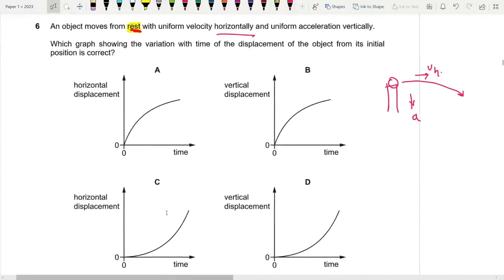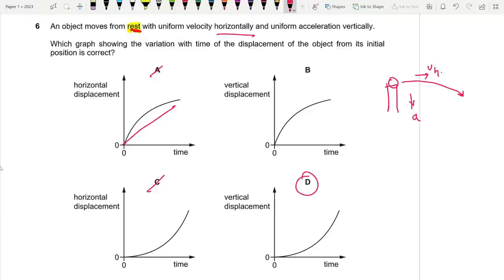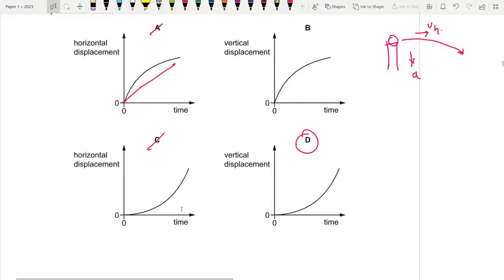So which graph showing the variation with time of the displacement is correct? For horizontal displacement, this is wrong. Since it has constant velocity, horizontal displacement should have been a straight line. That's why A and C are wrong. It's between B and D. Now, which one is correct for vertical displacement? As you can see, it is accelerating, so its displacement will increase over time. It will have an increasing gradient because there is acceleration. If there was deceleration, the answer would have been B. But since there is acceleration, the answer is D. Okay.